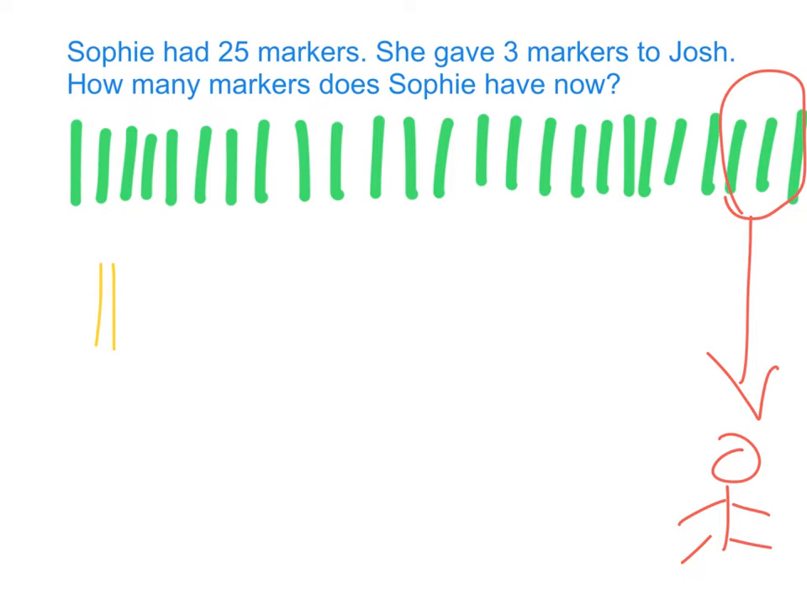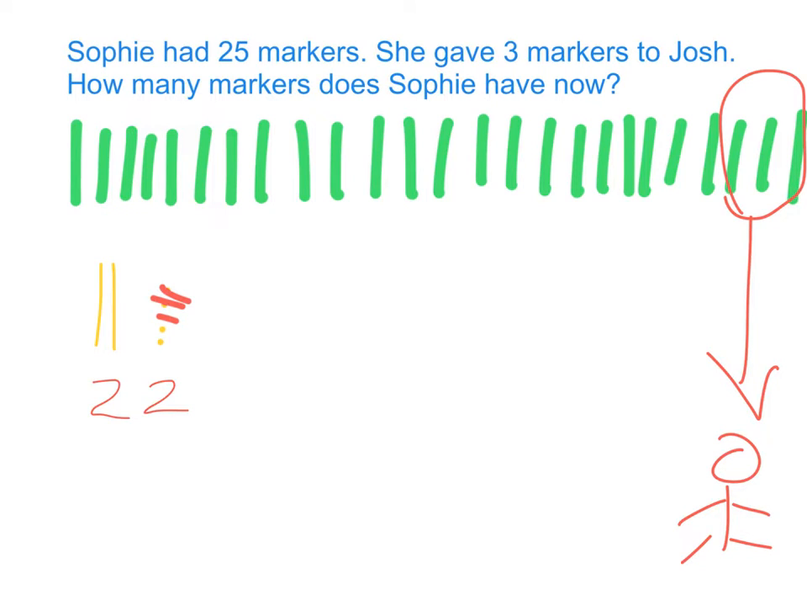So we can draw a quick picture for 25. And then let's minus the 3 markers given to Josh. You can clearly see that now there are 2 10s and 2 1s left. Did we have to regroup in this problem? No, because we were able to subtract the 3 1s from the 5 1s without having to regroup.